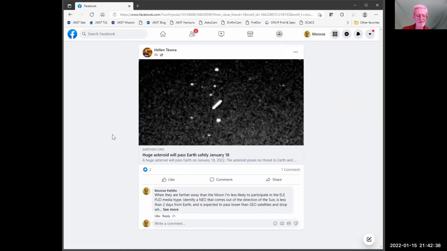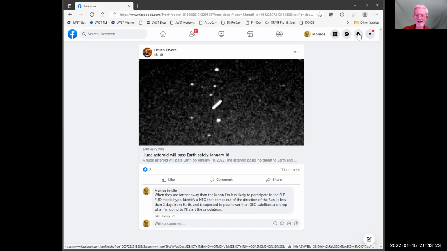So my response is, if you find a near Earth object that is coming out of the direction of the sun, and it is less than 2 days away from Earth, and it is expected to pass lower than geostationary orbiting satellites, then I'll drop what I'm doing and crack out my trajectory calculation tools and see if I should worry about what's going to happen next week. But this one's going to pass farther away than the moon. So there's more than a 300,000 mile safety margin on this thing. So that's another asteroid that wasn't.